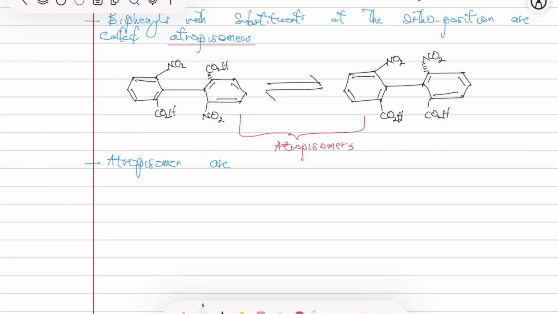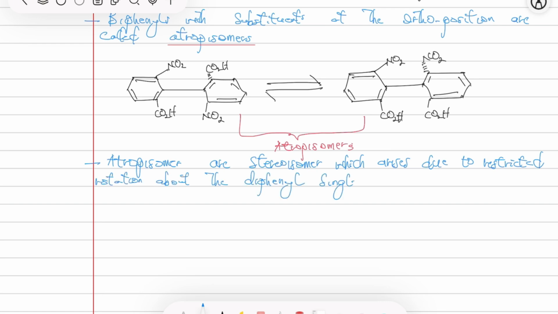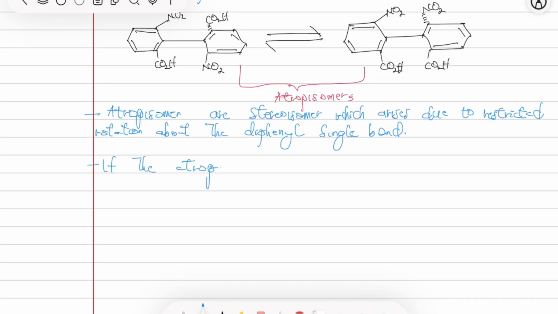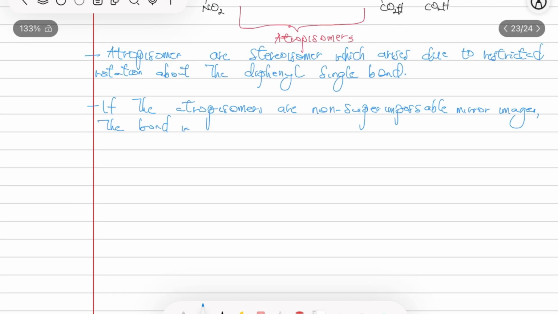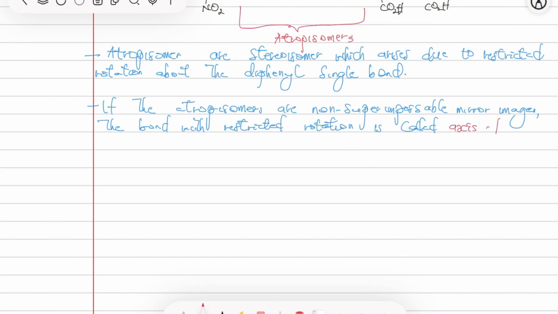These atropisomers are stereoisomers, which arise due to restricted rotation about this diphenyl single bond. This restricted rotation prevents interconversion of the isomers, therefore making it easy for you to isolate these stereoisomers. Another important piece of information is that if the atropisomers are non-superimposable mirror images, the bond with restricted rotation is called the axis of chirality.